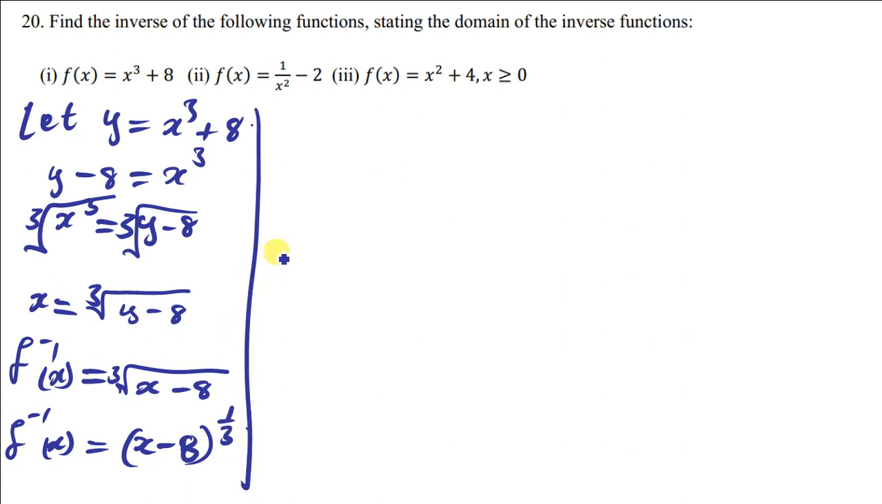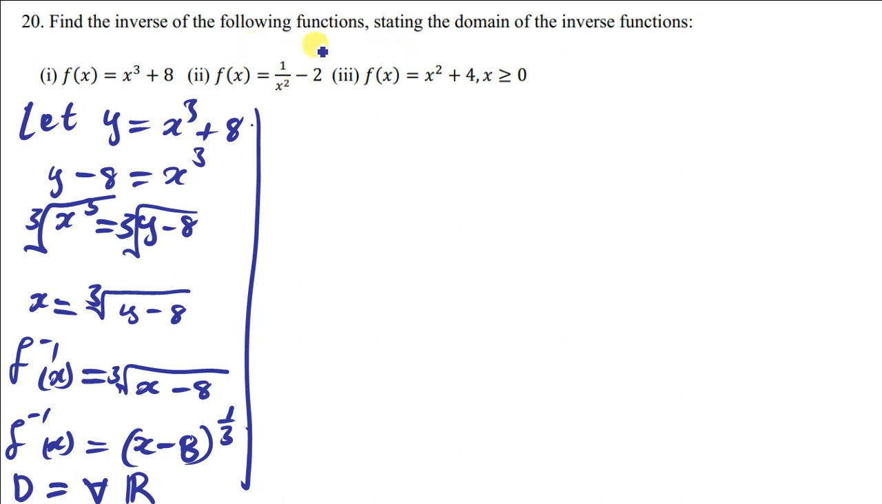Before we move on, let's see how we can find the domain of this function. The domain is simply all real numbers, because a cube root function has no restrictions. So the domain is simply all real numbers. Okay, so let's move on to the second one.